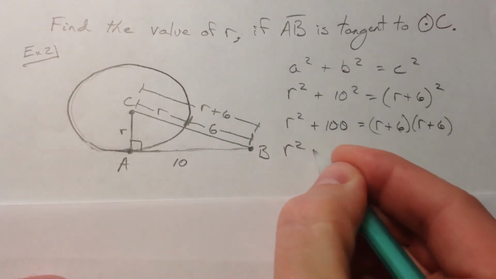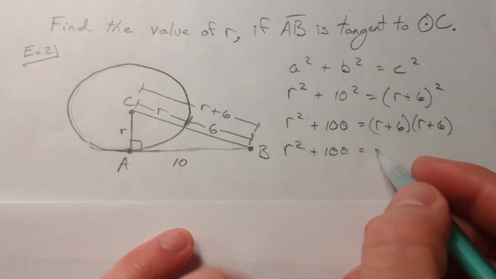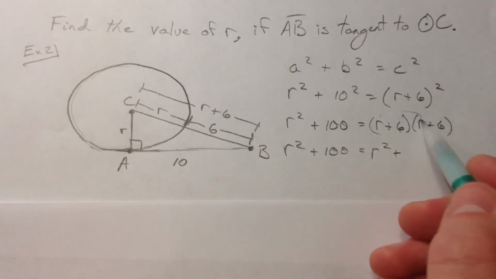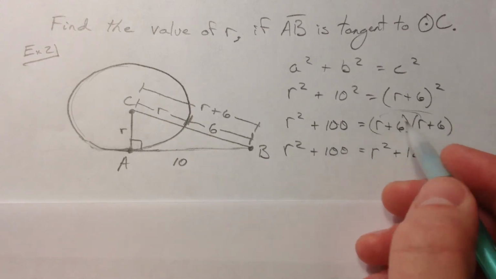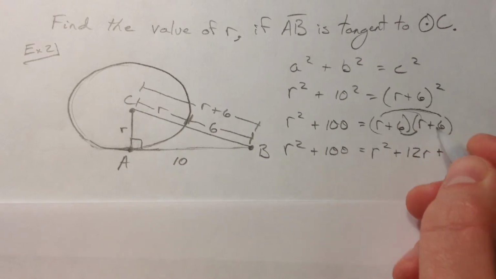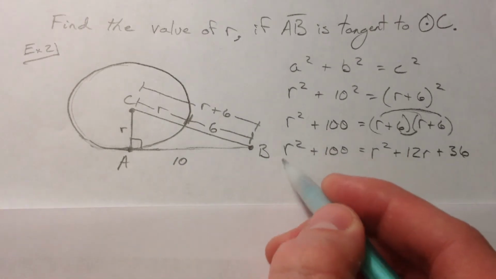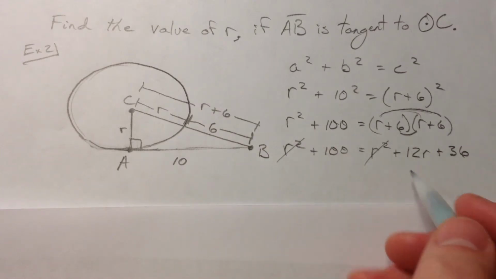And so you FOIL it out or distribute it, whichever word or term your teacher uses. So r squared, 6r and 6r. And so that gives you 12r, because you get r times 6 and 6 times r, plus 36. So now you're like, oh no, r squared showed up. Yes, they did, but r squared, if you subtract r squared from both sides, they drop out.